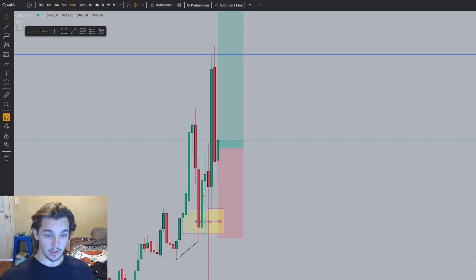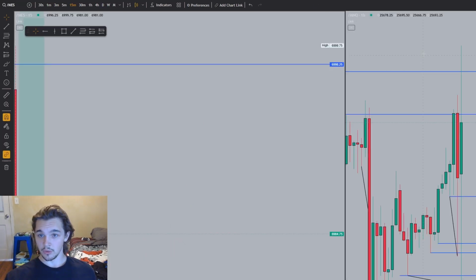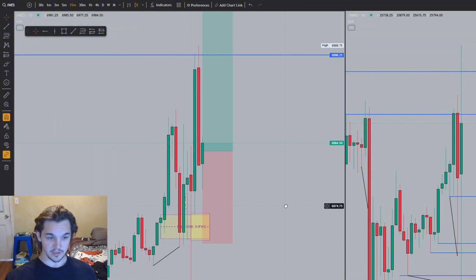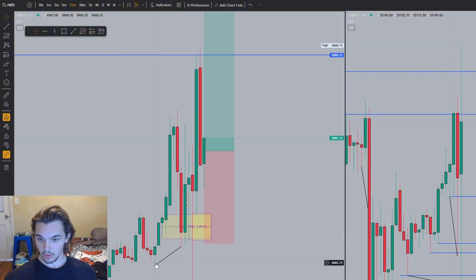There was also a bullish SMT divergence that I will show you right here. So this is the NASDAQ. As you can see, we had a sweep on NASDAQ, but no sweep on ES. So once that closed, I was like, okay, I'm going to take the long.